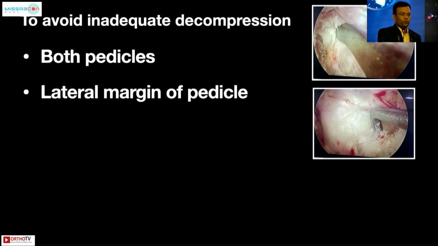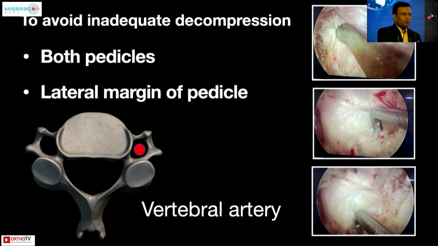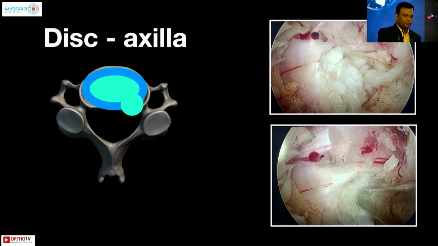Indirectly, to avoid the inadequate decompression related complication, decompression should be pedicle to pedicle. For decompressing the root, from cranial pedicle to caudal pedicle, and for decompressing the cord, it should be from right to left. While decompressing the root, you should be feeling the lateral margin of the pedicle because lateral to it, decompression is not required, in view of avoiding injury to the facet joint and vertebral artery.